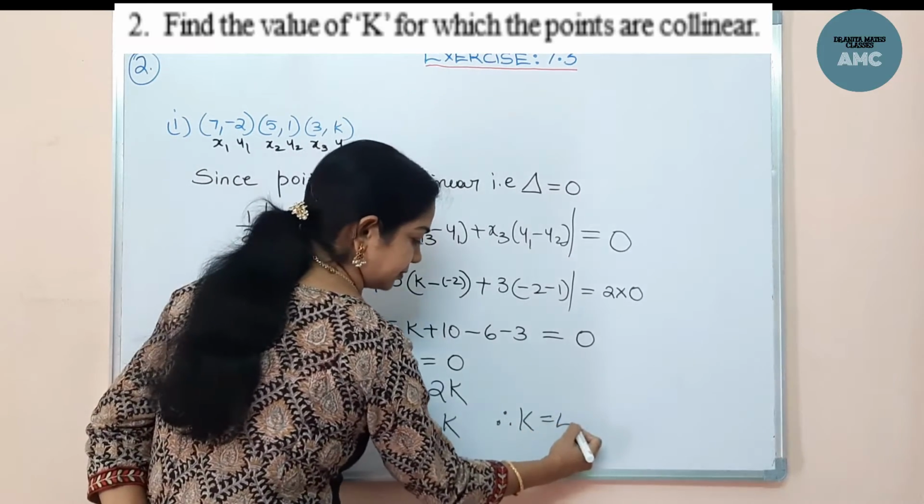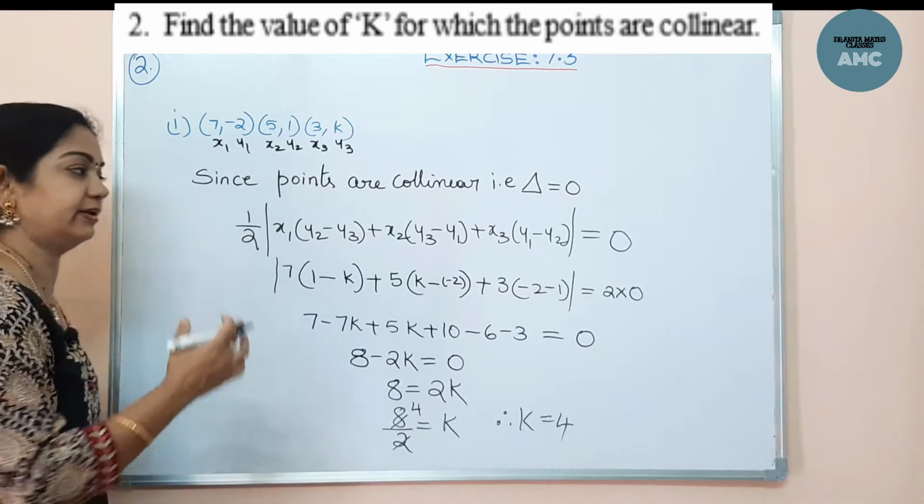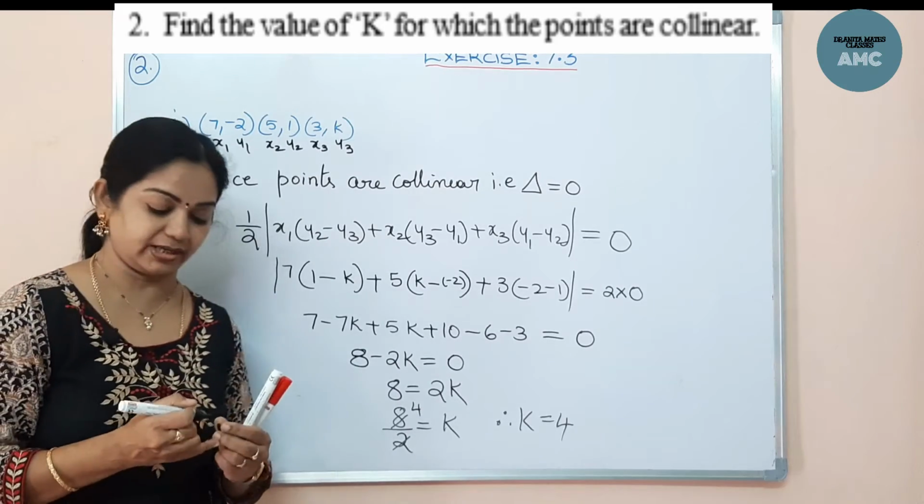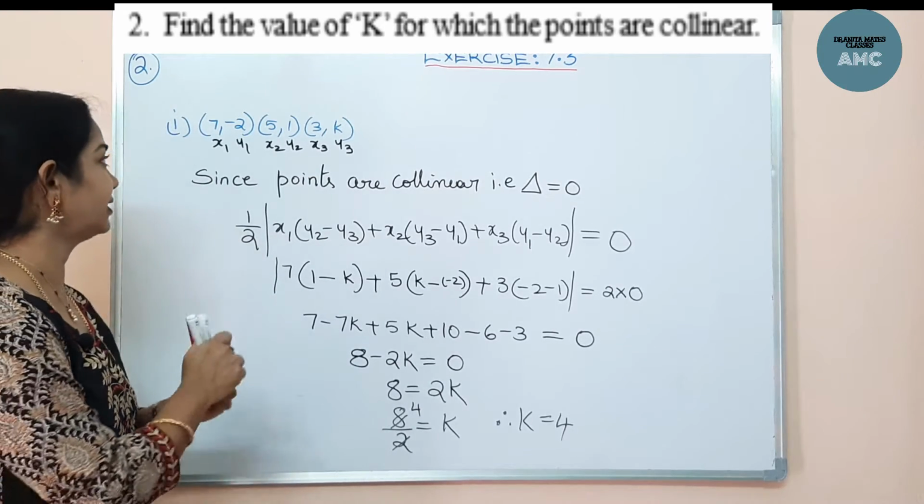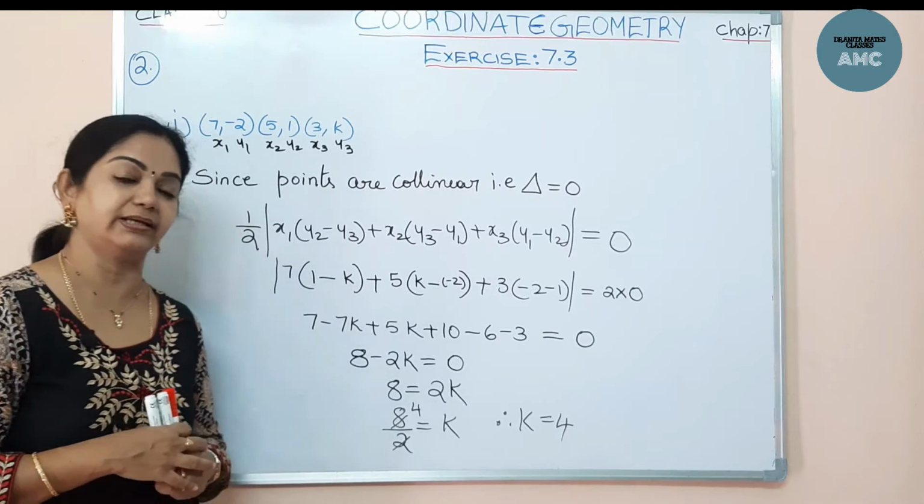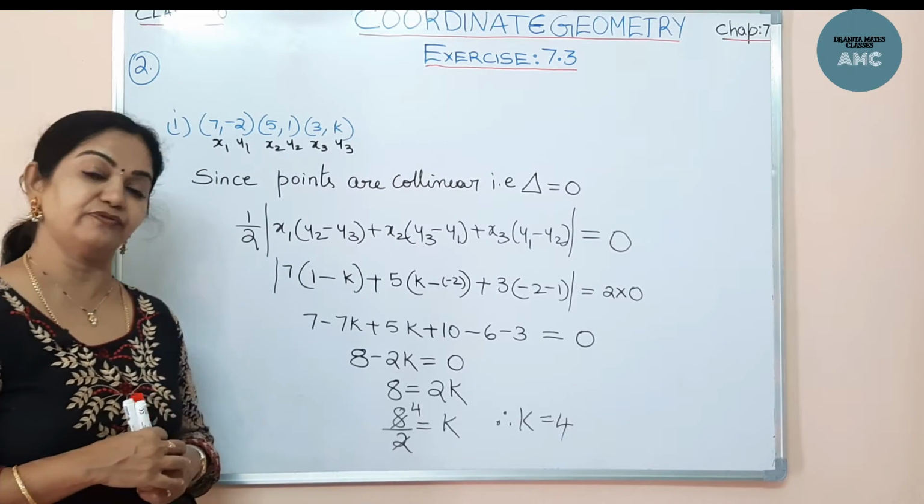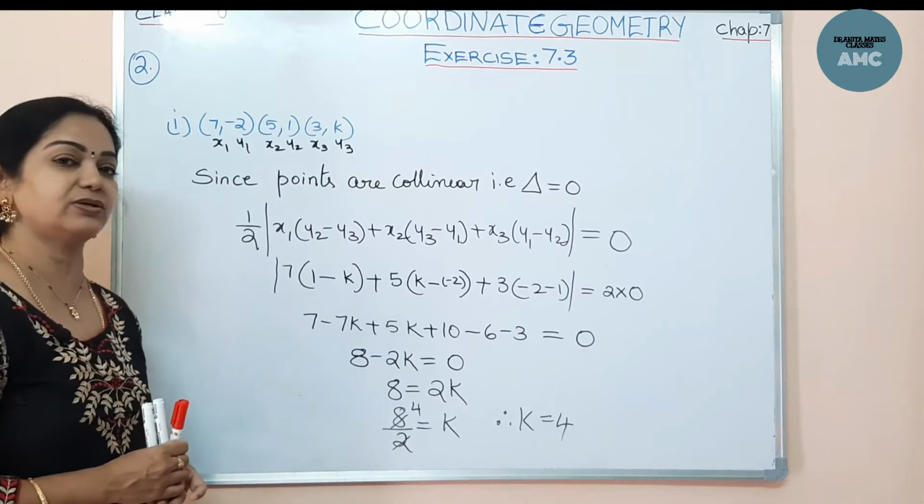So from the property of collinearity, collinear means the area of the triangle is 0. Like this we will do the sums of collinearity. It's important from the examination point of view for 2 marks, right? Quickly pause the video and note it down.